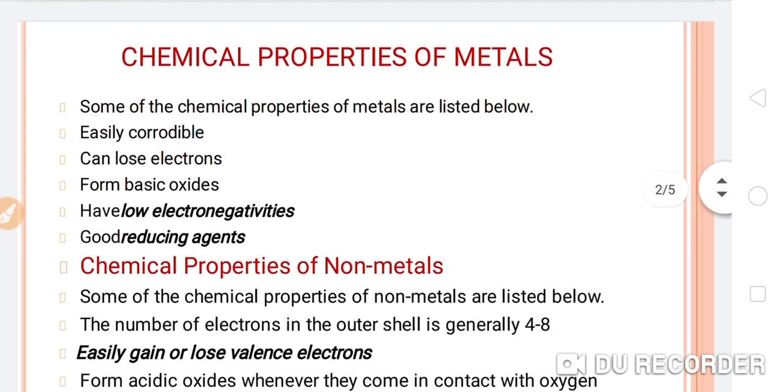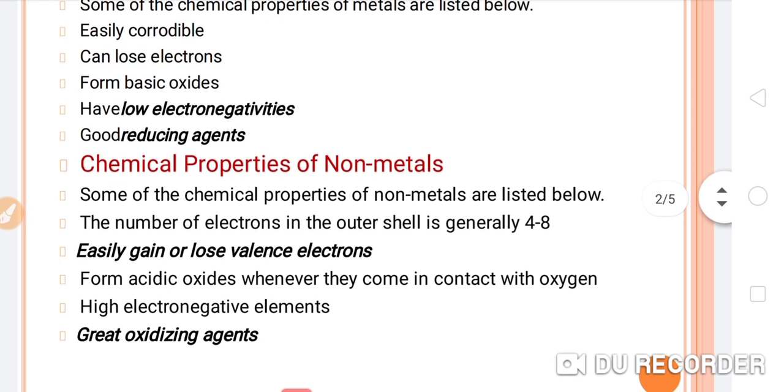Now, they have low electronegativities, means metals are electropositive, and they also have very low electronegative characteristics. Now, they are good reducing agents. They are good reducing agents because metals have the tendency to lose electrons. So they will provide electrons to reduce another element. So that is the reason they are reducing agents.